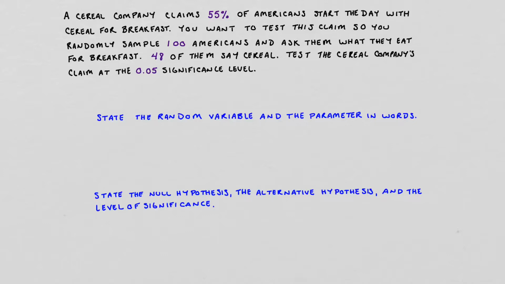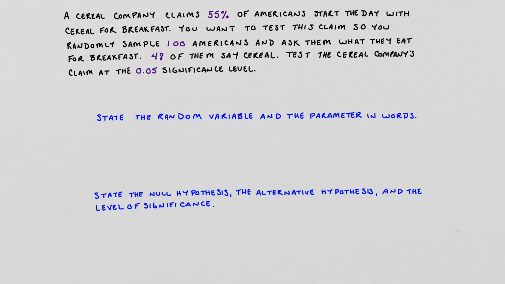So we have a cereal company claims 55% of Americans start the day with cereal for breakfast. You want to test this claim, so you randomly sample 100 Americans and ask them what they eat for breakfast. 48 of them say cereal. Test the cereal company's claim at the 0.05, or in other words, 5% significance level.